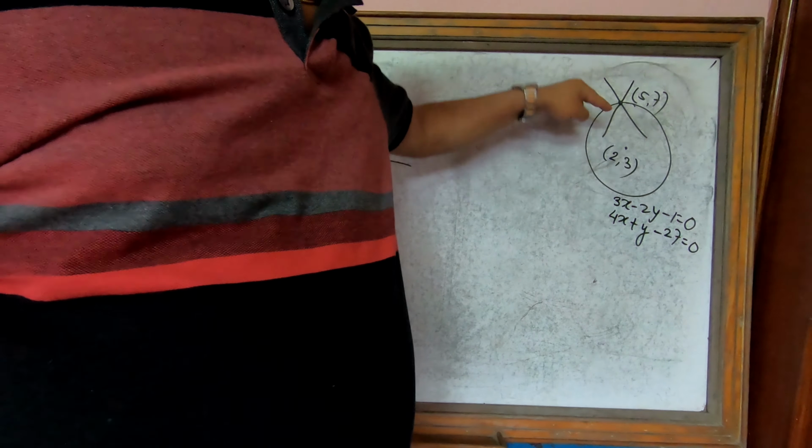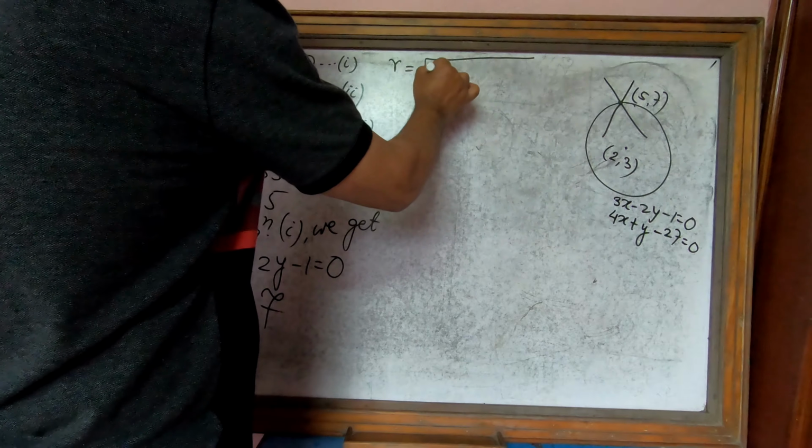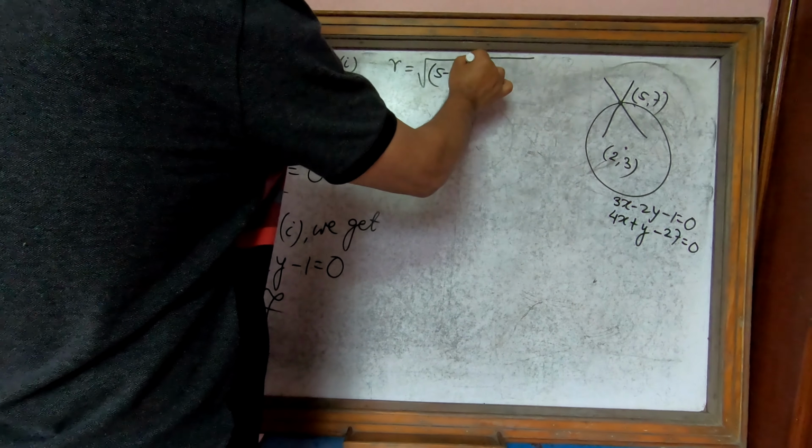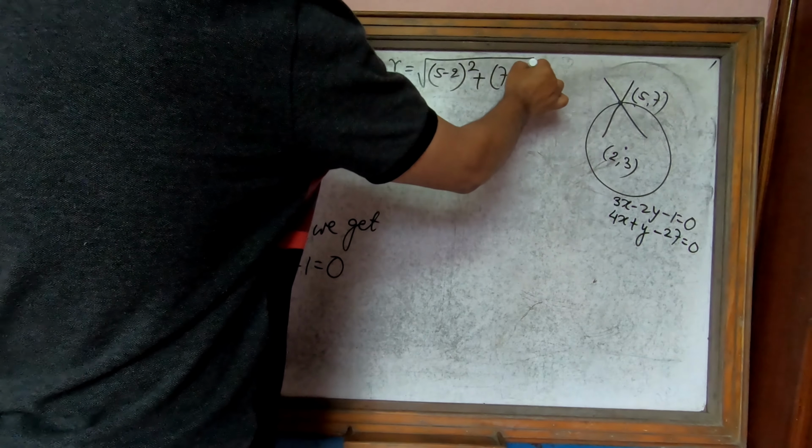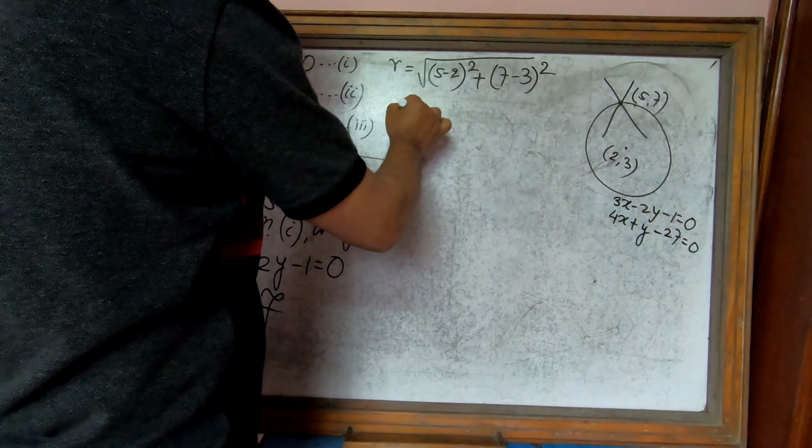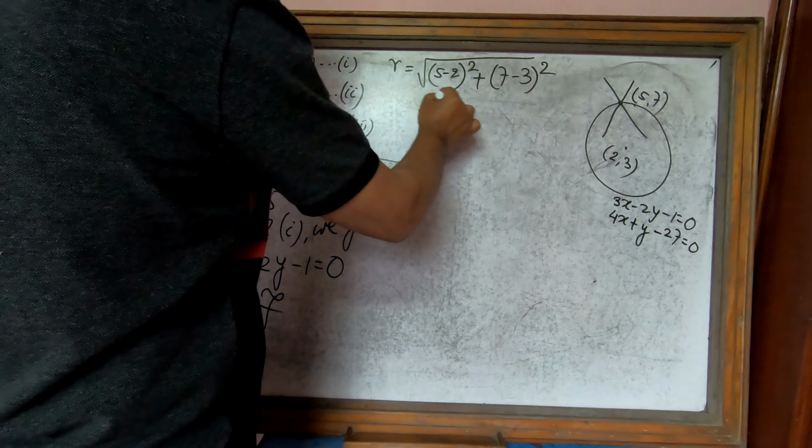Find the radius. So in short, radius equals the distance, 5 minus 2 whole square. Do you know the distance formula? x2 minus x1 whole square plus y2 minus y1 whole square. This is 3 square, 9. This is 4 square, 16. 9 plus 16 is 25, and the square root is 5. So the radius is 5 units long.